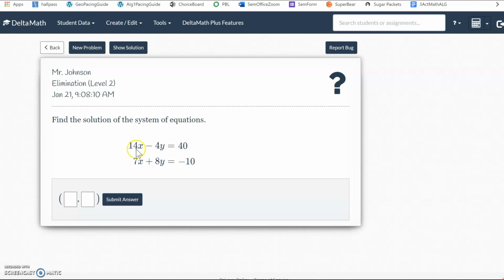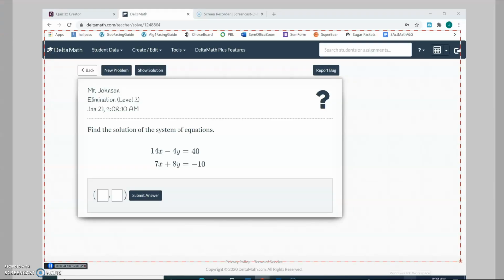In this system, nothing eliminates if we add down. 14x, 7x, those are not going to eliminate. The y's are not going to eliminate. So we're going to have to multiply by something. Now we can choose, do we want to multiply by something to get rid of the x's or the y's? Whatever one stands out easiest to you, go with that one. For me, I'm looking at the y's. If I can change this 4 to an 8 by multiplying it by a 2, the y's would eliminate. So that's what I'm going to try. I'm going to multiply the top by a 2, okay? Let's give that a shot.